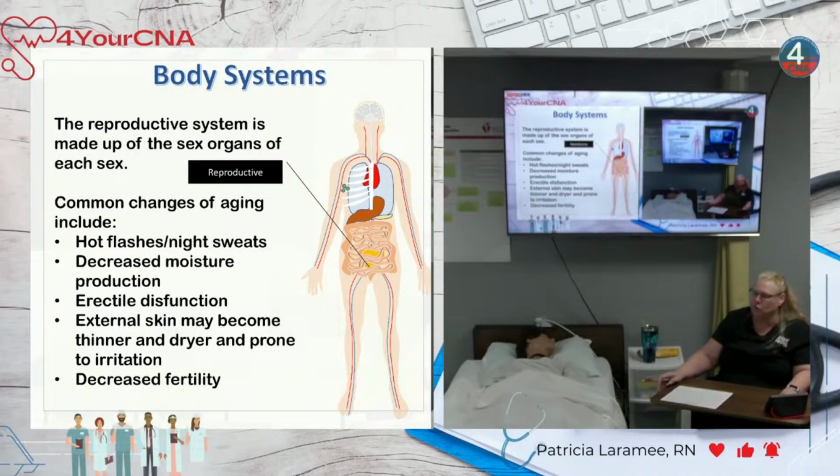Reproductive system, of course, is going to be affected. This is primarily driven by hormones, but also you get some physical changes along with the hormonal changes. So hot flashes and night sweats can become very common.